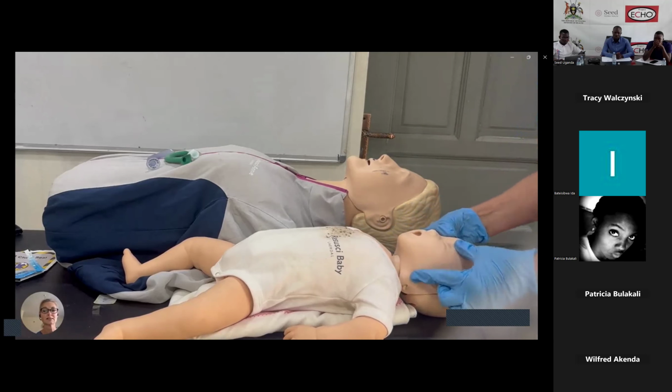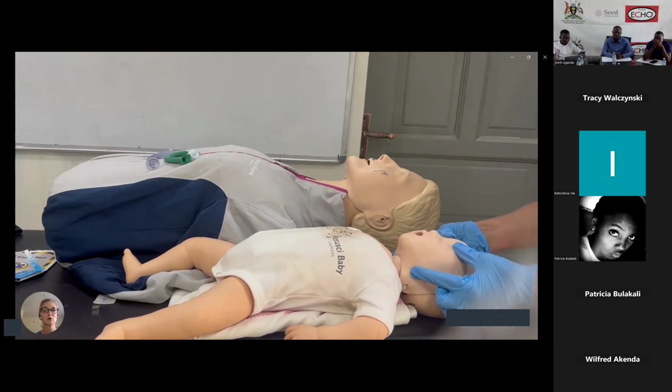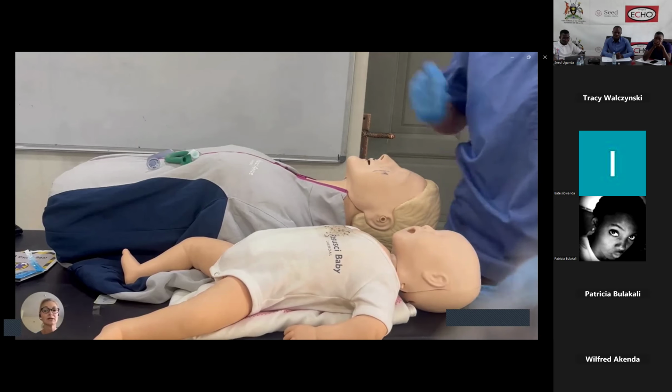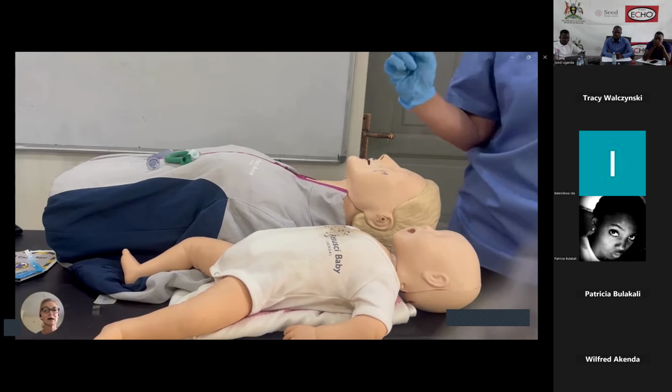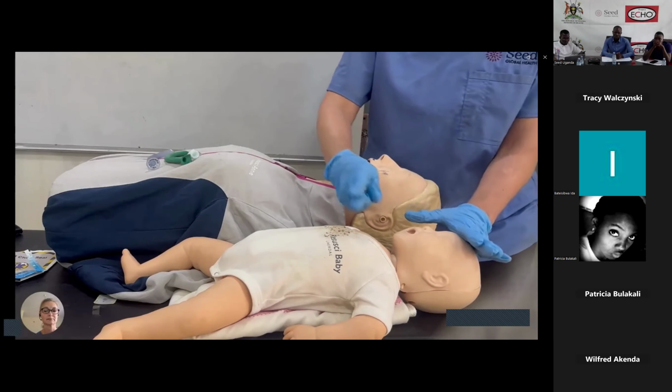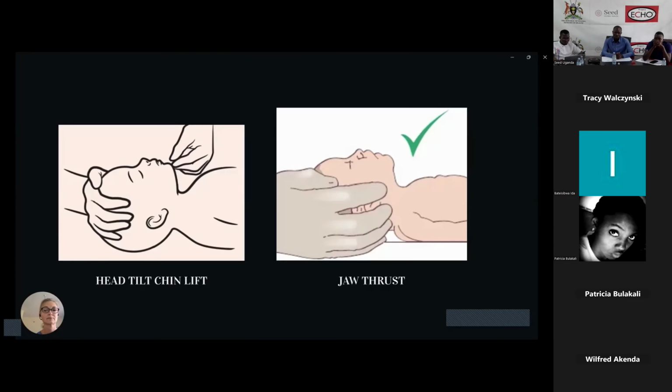For jaw thrust, you can place your thumb on the forehead, or you may not need to use your thumbs at all. Most importantly, avoid pushing on the eyes. You then use your index finger behind the angle of the jaw to lift the jaw towards the ceiling. So we've gone over head tilt chin lift and jaw thrust in a pediatric patient.